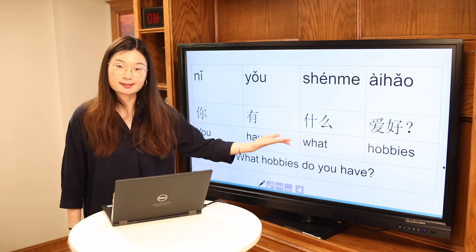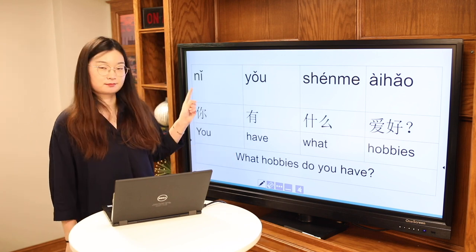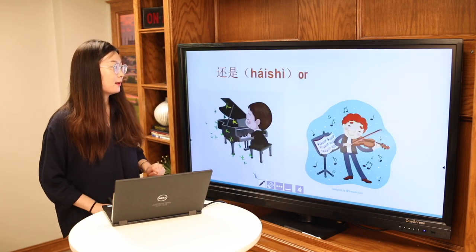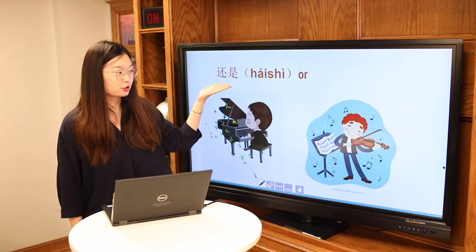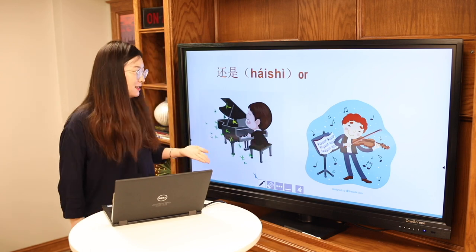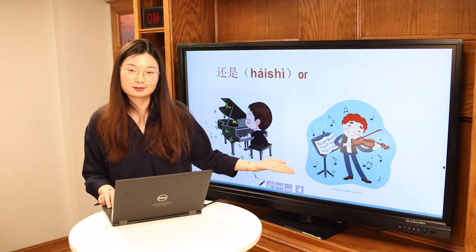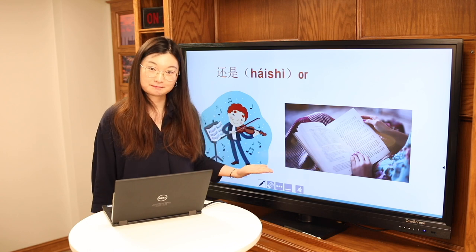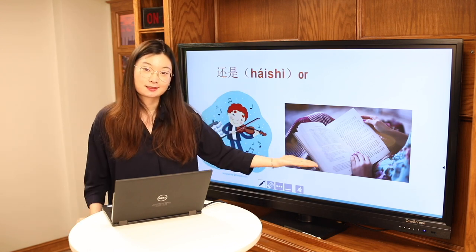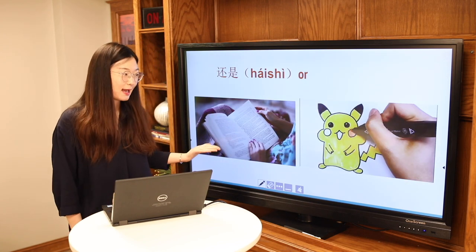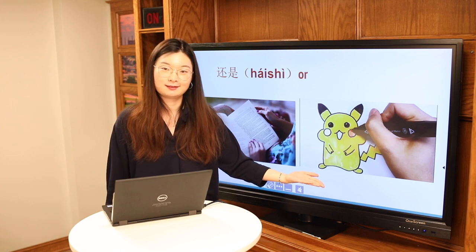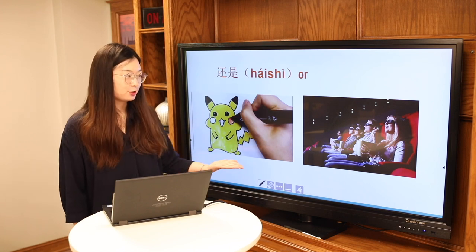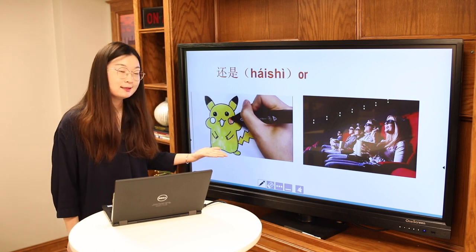你有什么爱好? So we already learned this sentence structure last time. 你有什么爱好? What hobbies do you have? 你喜欢弹钢琴, 还是拉小提琴? So which one do you prefer? 你喜欢拉小提琴, 还是看小说? 你喜欢看小说, 还是画画? 你喜欢画画, 还是看电影?